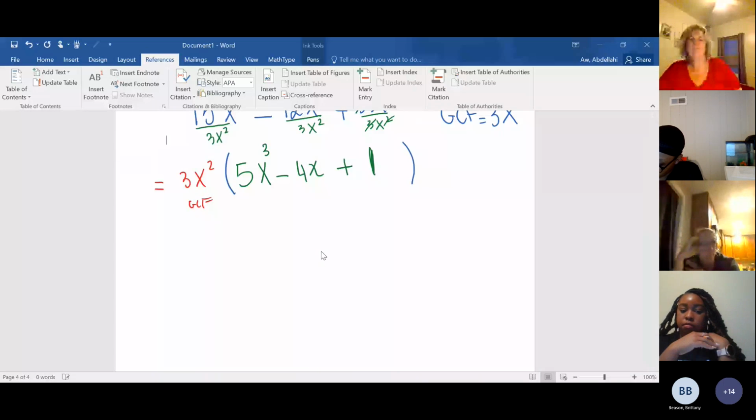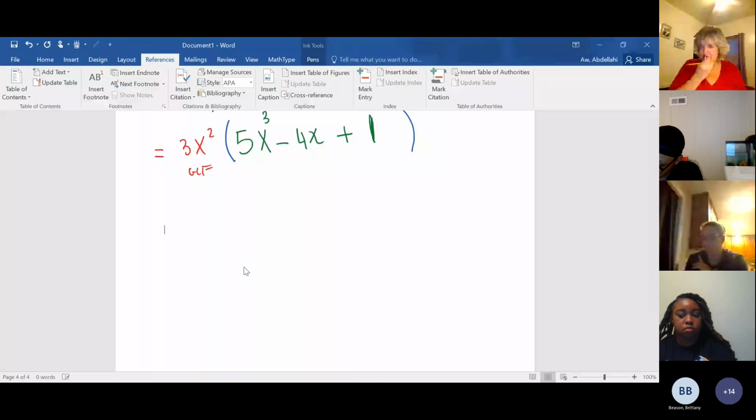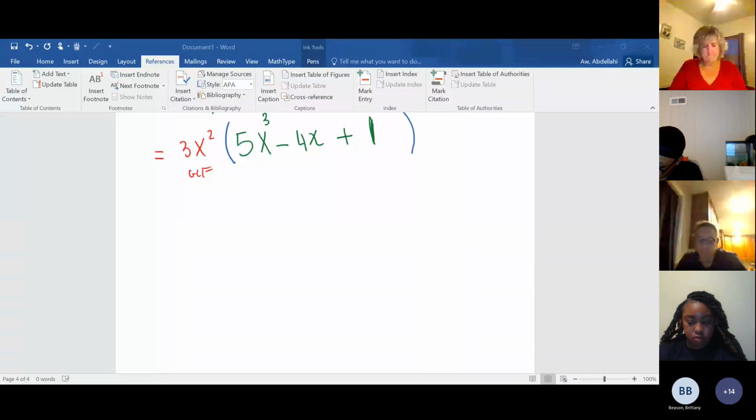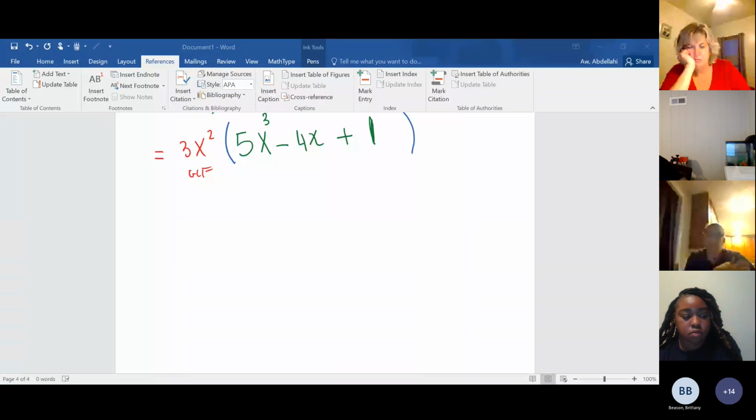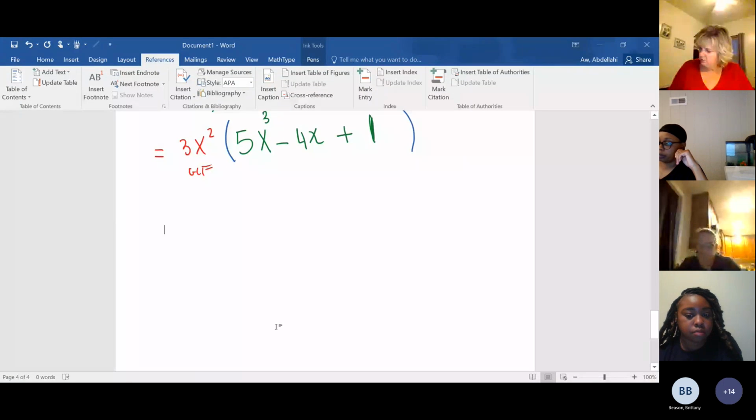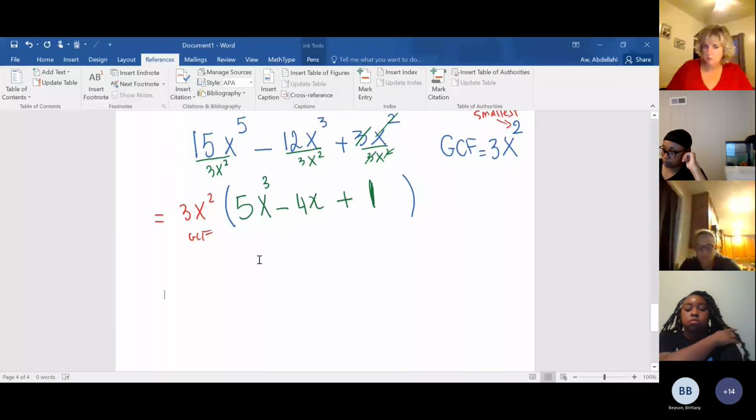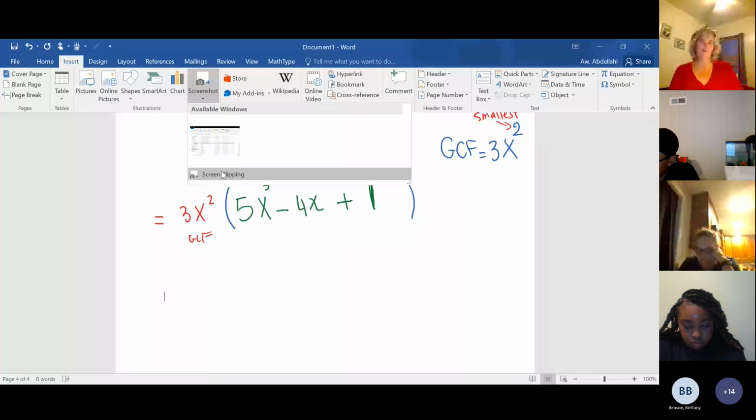Okay, so this is factoring the GCF. I'm going to go straight to My Open Math and get some problems right from My Open Math.